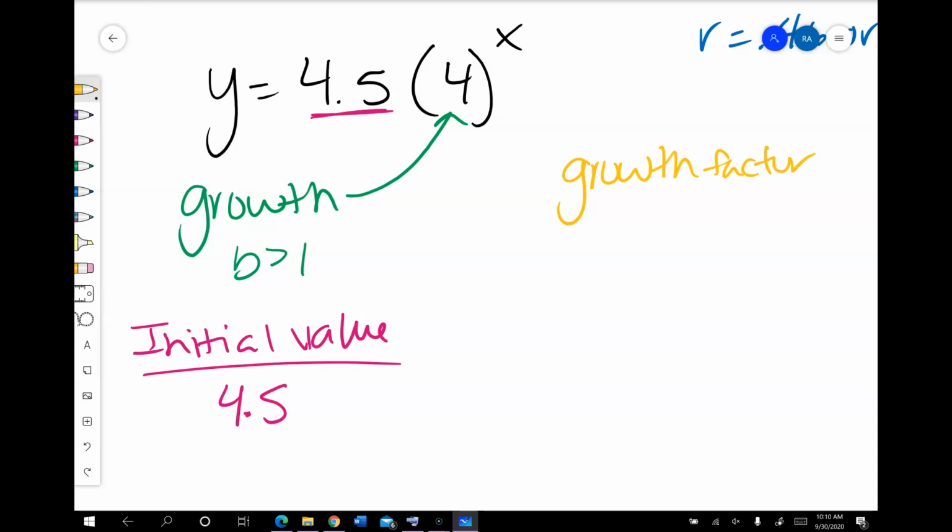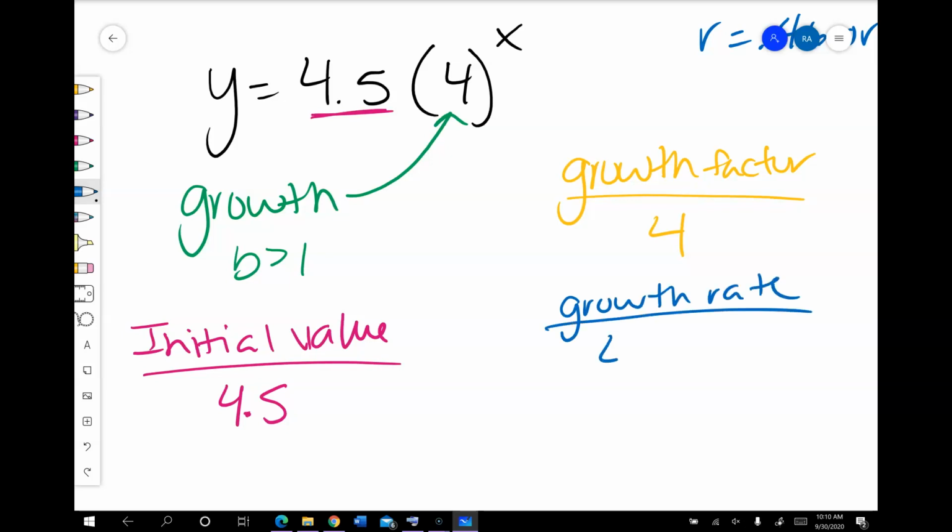So like when you've been doing these problems in your head, like when you were younger, that's what you were multiplying by. It's your growth factor. So I am multiplying each time by 4, okay? And the x tells you how many times to do it. So if it was 4 to the second power, you would do your growth factor 4 times 4 and get 16.